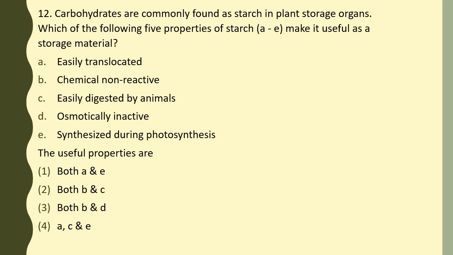Question number 12. Carbohydrates are commonly found as starch in plant storage organs. Which of the following 5 properties of starch A to E make it useful as the storage material? A. Easily translocated. B. Chemical non-reactive. C. Easily digested by animals. D. Osmotically inactive. E. Synthesized during photosynthesis. The useful properties are, 4 options are given.